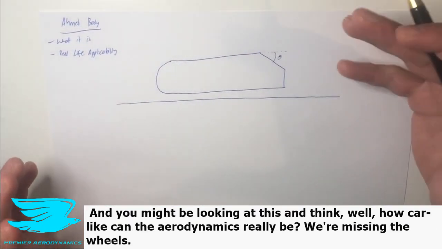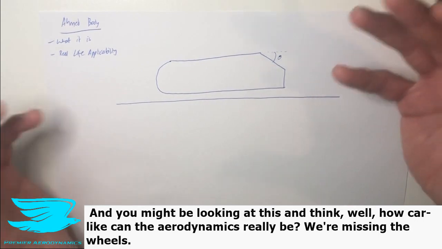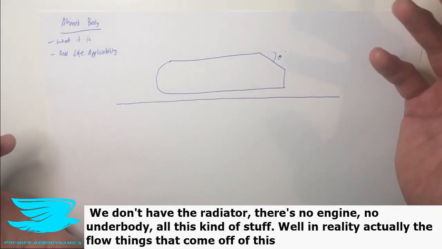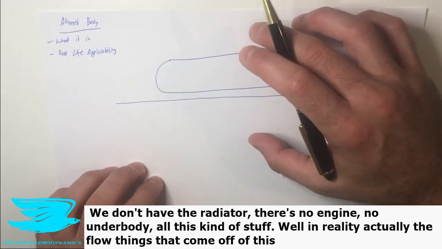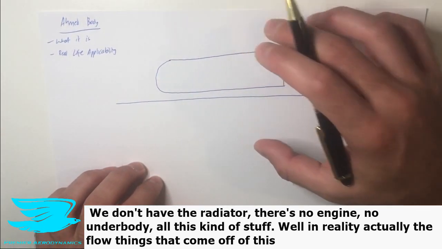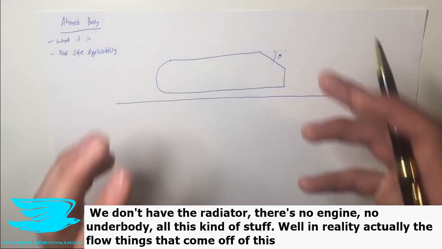And you might be looking at this and thinking, well, how car-like can the aerodynamics really be? I mean, we're missing the wheels, we don't have the radiator, there's no engine, no underbody, all this kind of stuff. Well, in reality, actually, the flow physics that come off of this is quite similar to the general flow physics from car. All the major properties are there.